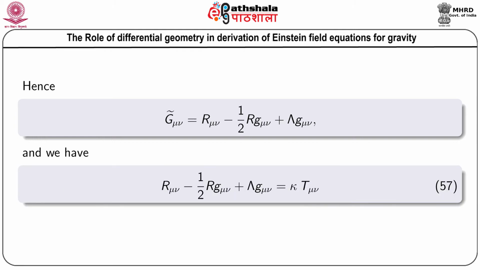And if we replace this one, we get R mu nu minus half capital R G mu nu plus gamma G mu nu equals k T mu nu. So, in place of R mu nu, we are taking G tilde mu nu equals k T mu nu. So, this one is considered as the field equations for Einstein gravity.